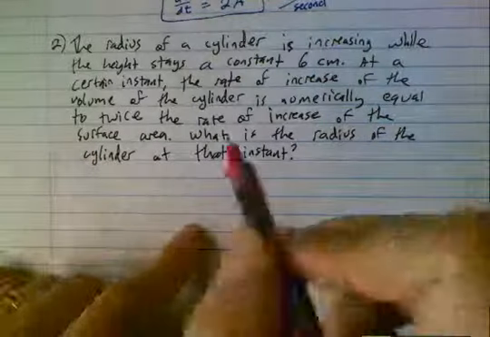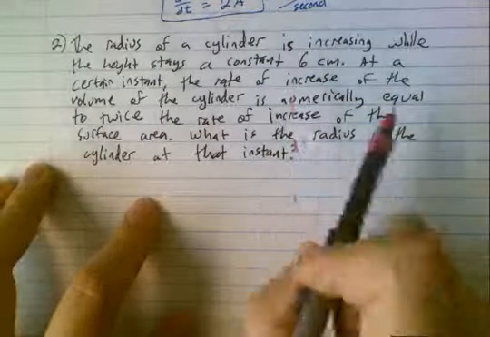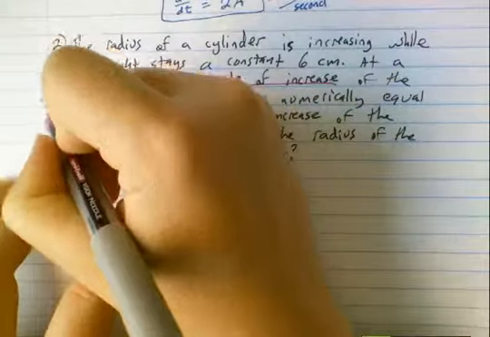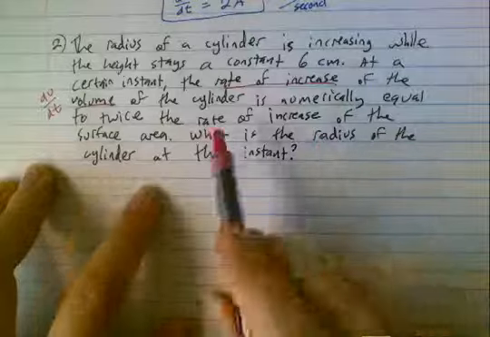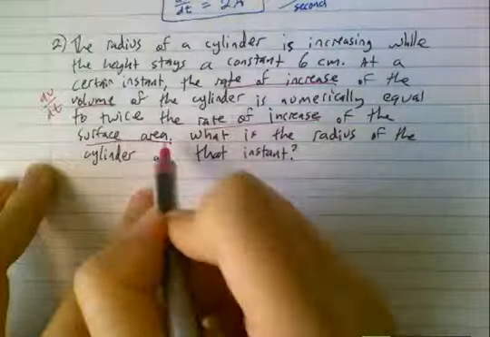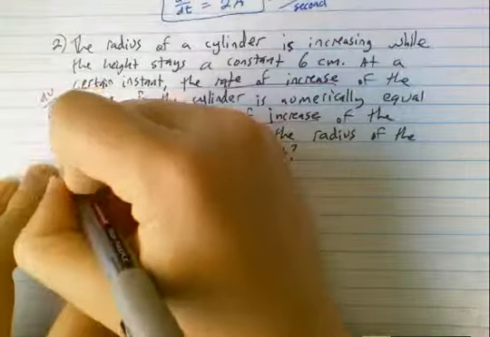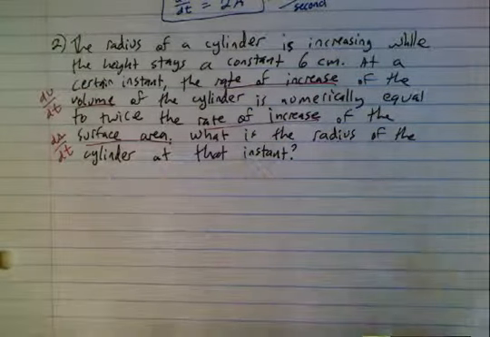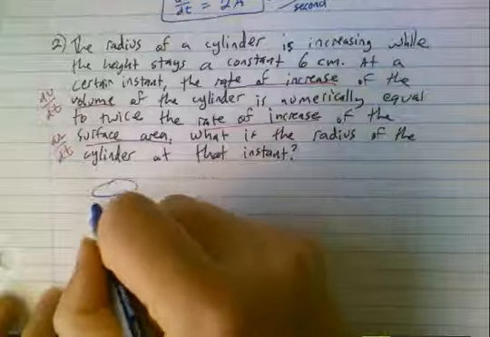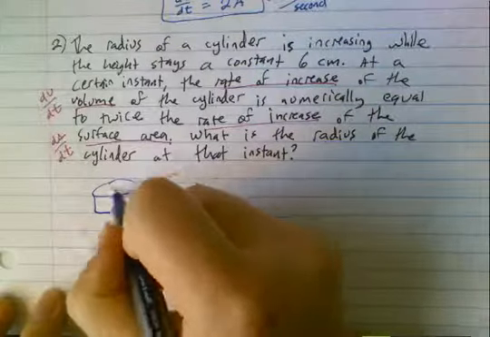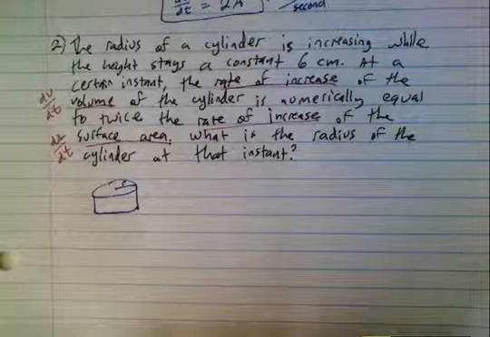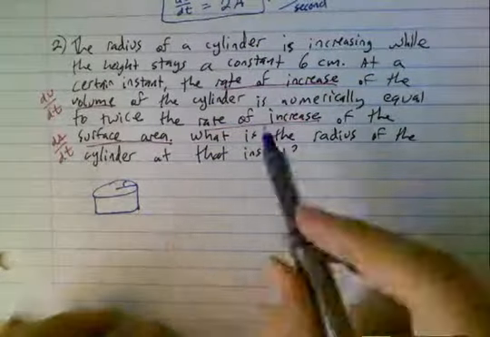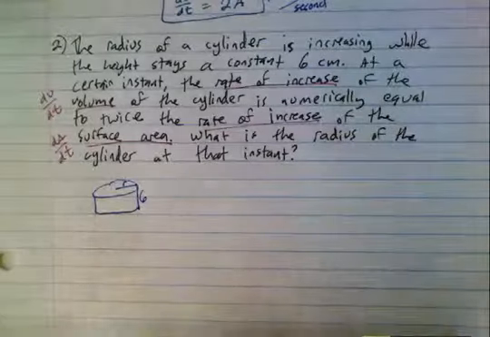Okay, let's find some rates. So at a certain instant, the rate of increase of the volume, so this is dV/dt, is numerically equal to twice the rate of increase of the surface area. So let's use A again, dA/dt. What is the radius? Okay, so let's draw a little picture. We've got a cylinder. It has radius r. We know the radius of the cylinder is increasing, so that should be a variable. The height is a constant 6 centimeters, so that's just 6.